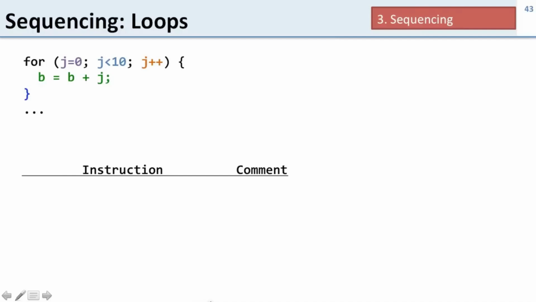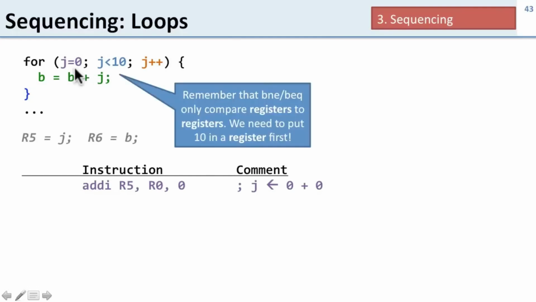Let's take a look at how a loop works. So here's a loop for j equals 0 while j is less than 10. We increment j, and what do we do in our loop? We do b equals b plus j. Here are our registers. So what do we start off with? Well, we start off putting 0 into R5. So we need to set j to be 0 at the beginning.